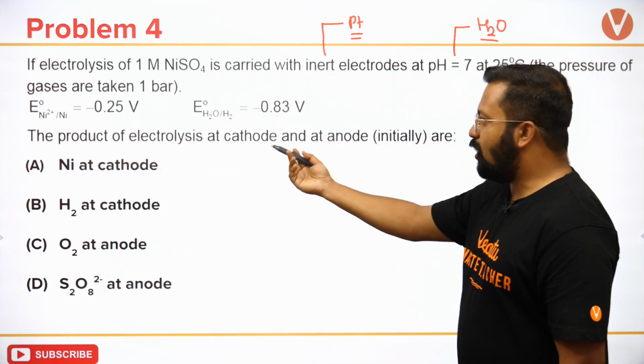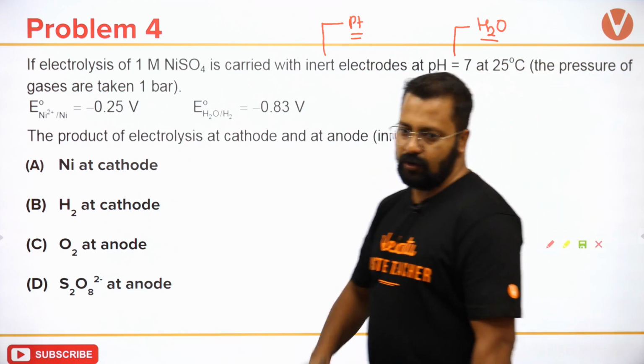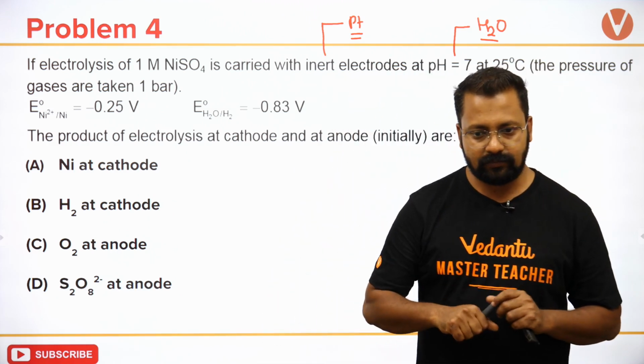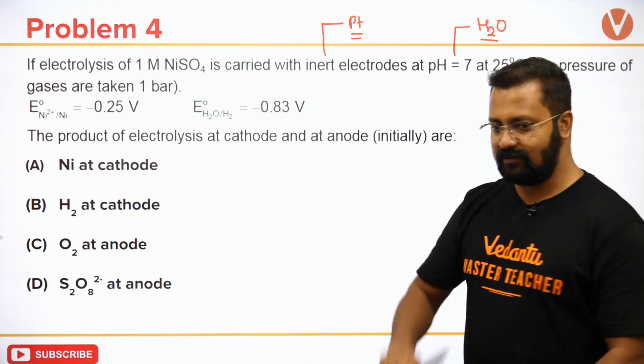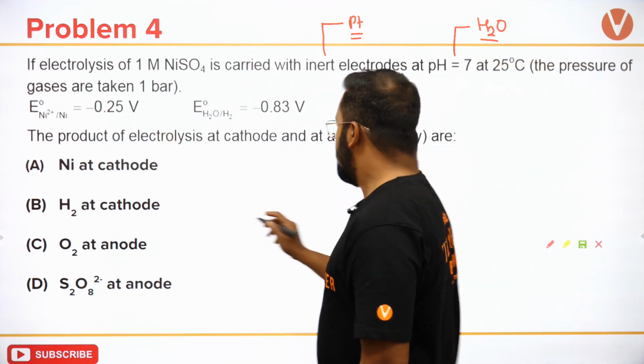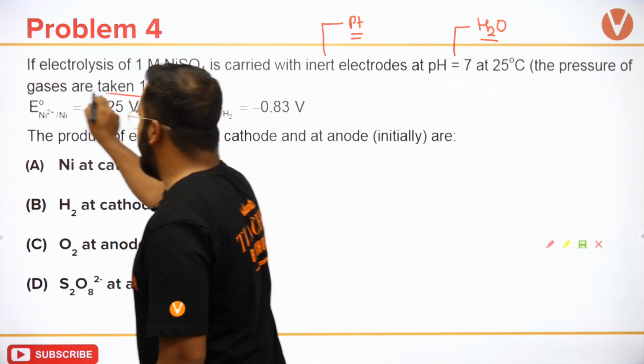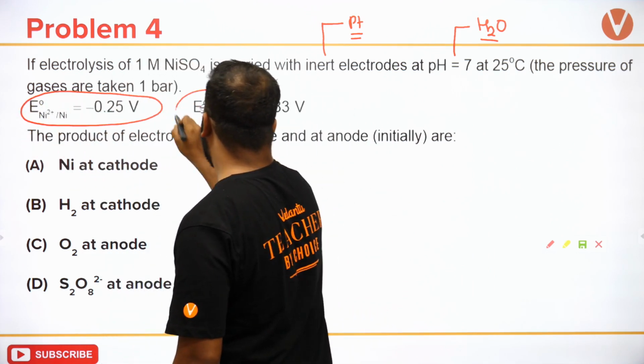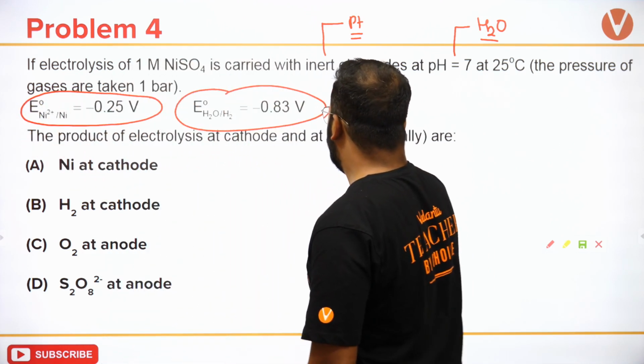The product of electrolysis at cathode and anode, how do we judge this? Okay, so how do we judge this? We have this reaction and this reaction competing at the cathode.